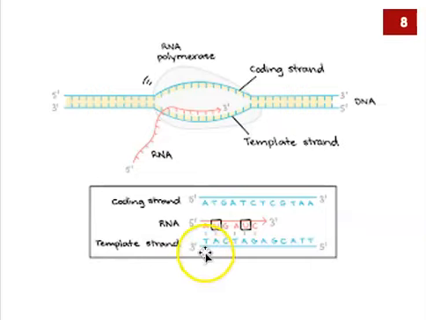They're showing us that if there's a T in the template strand, the RNA polymerase enzyme will place an A in the RNA. If there's an A in the template strand, the RNA polymerase enzyme will place a U. Remember, there's no T in RNA.